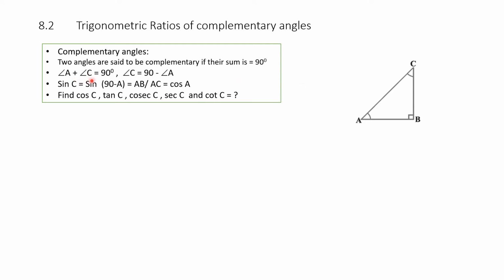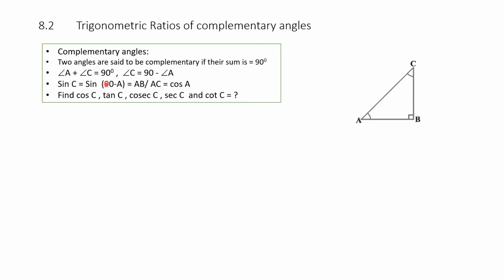Please see the text inside the box. Angle A plus angle C is equal to 90 degrees, and therefore by rearranging, we bring angle A to the right hand side: angle C is equal to 90 minus angle A.